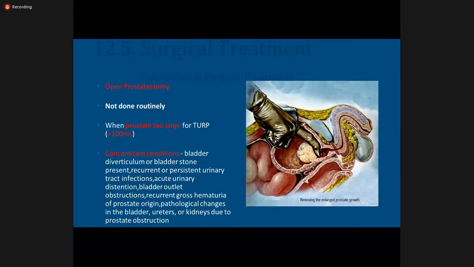So this is the conventional surgical treatment, and it's done when the prostate is more than 100 ml or 100 gram, or the patient has something like a big bladder stone or diverticulum. Then we go for this open prostatectomy.